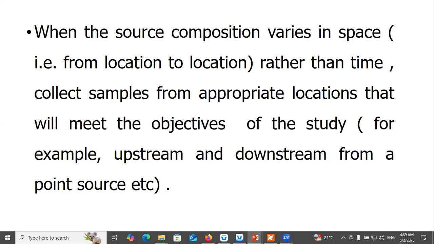When the source composition varies in space, that is, from location to location rather than time, collect samples from appropriate locations that will meet the objectives of the study, for example, upstream and downstream from a point source, etc.